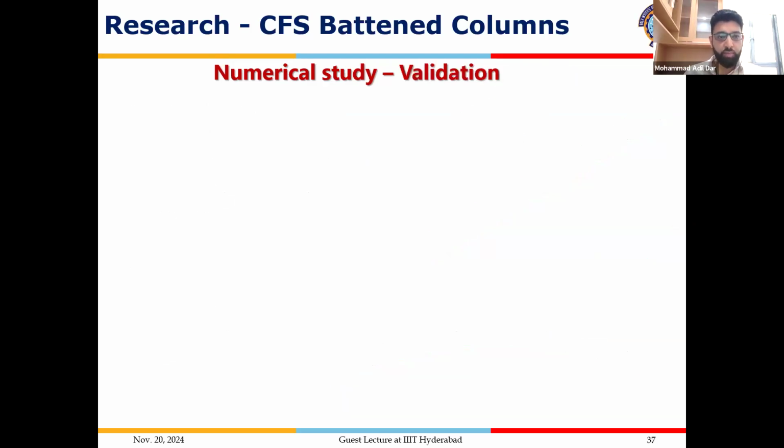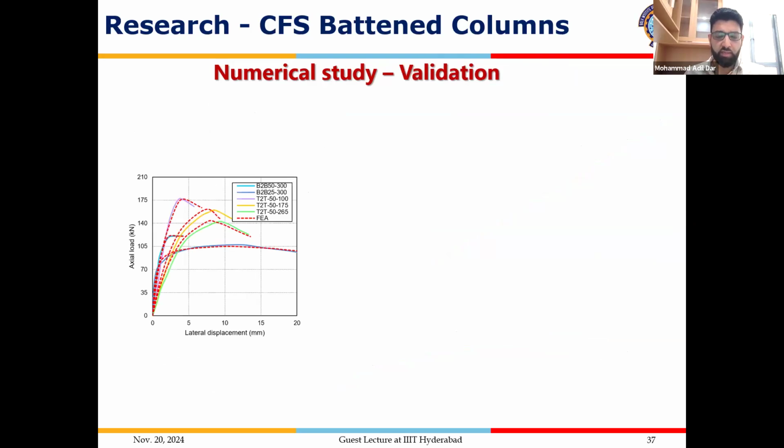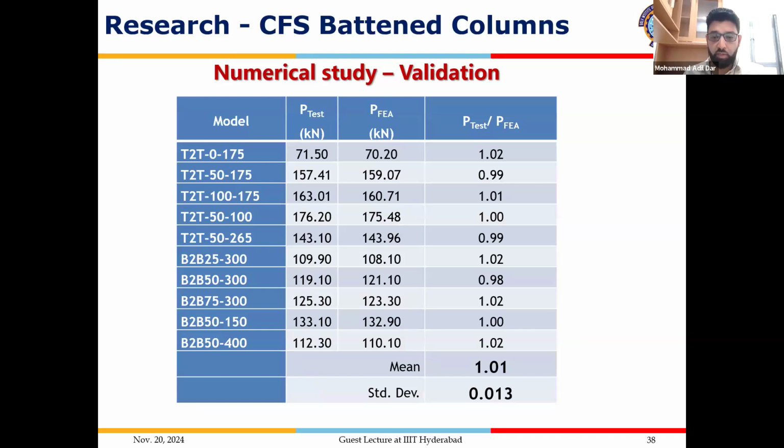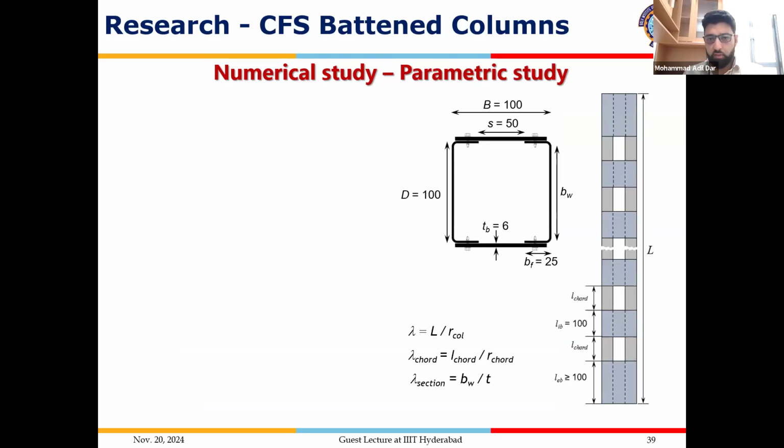Now, moving on to the validation part, we not only validated the load displacement response against our own test results, but also the test results of Dabon, who had also carried out similar research on batten columns. This is a comparison of the failure modes, both against our results and Dabon's results. After achieving a reasonable match, we were confident to extend our numerical model for a full-fledged parametric study that was intended. We adopted the cross-sectional configuration that we adopted in our tests.